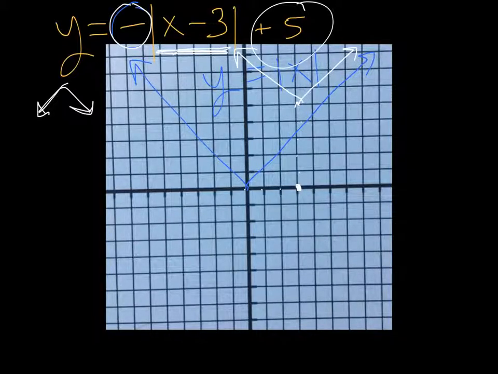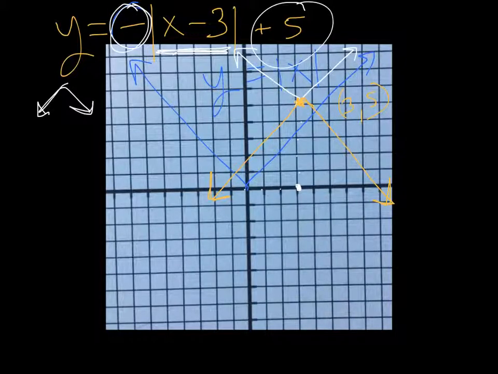It's supposed to be flipped upside down, right? So we go there and there. And my vertex should be at (3, 5). That's where the vertex should be there. Okay? So it's flipped upside down because of this negative symbol.